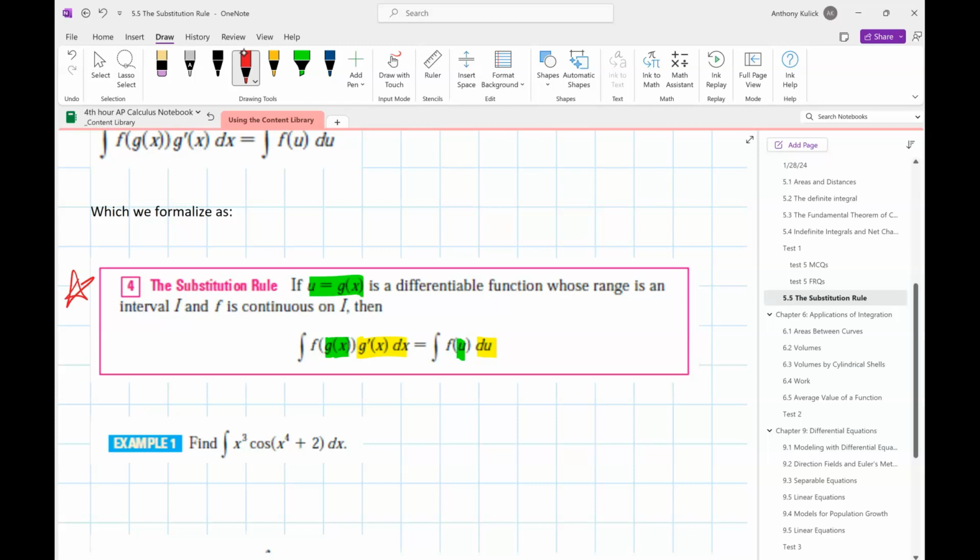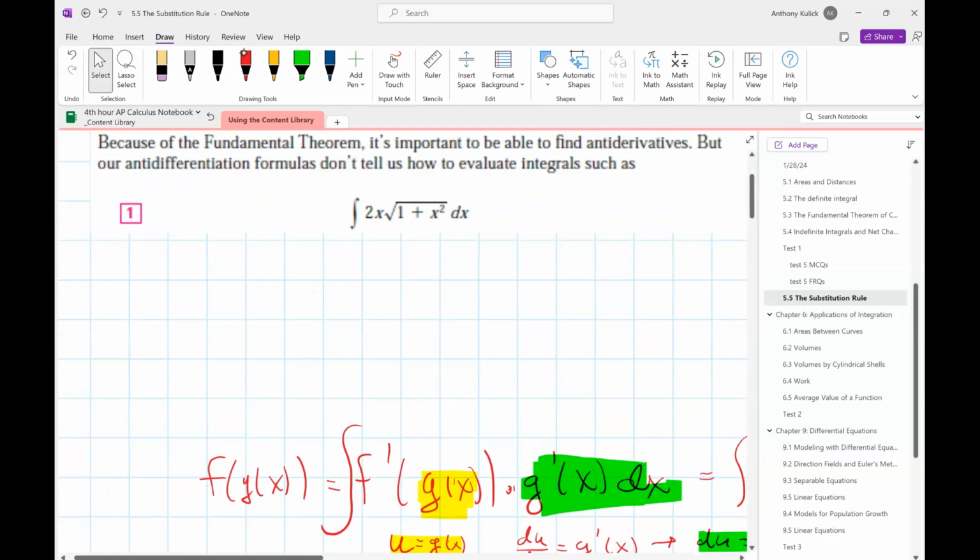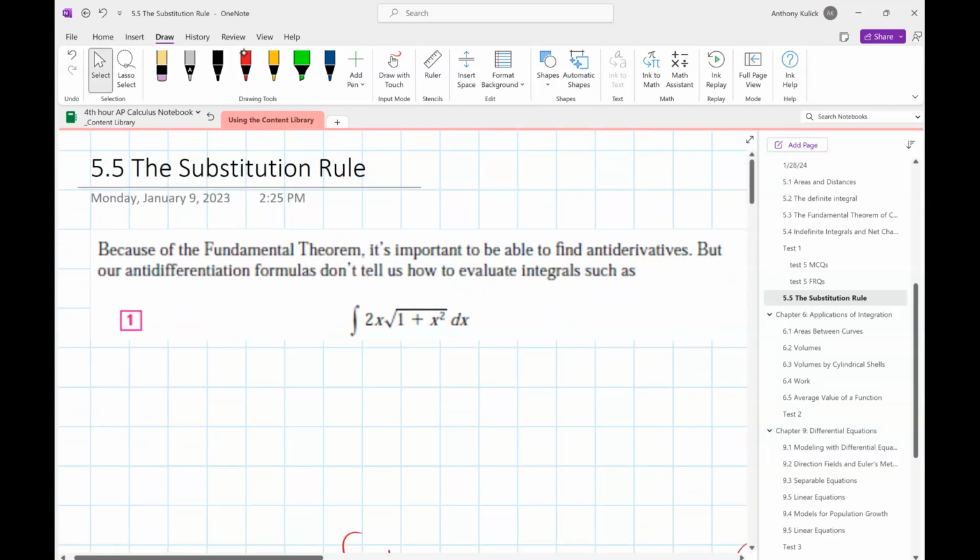So let's go back to that original problem we looked at, the 2x times the square root of x squared plus 1. Let's try doing this with that, just to get a feel for how that's going to work. So what should be my g of x? What should be the thing I'm going to substitute in for u? 1 plus x squared. Excellent. Not including the square root, because we want the function inside, right? We're still looking for function composition, just like we would for a chain rule.